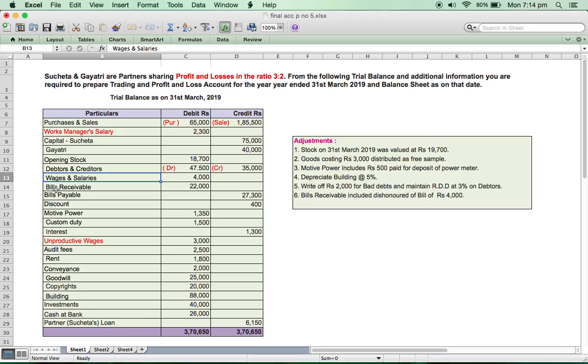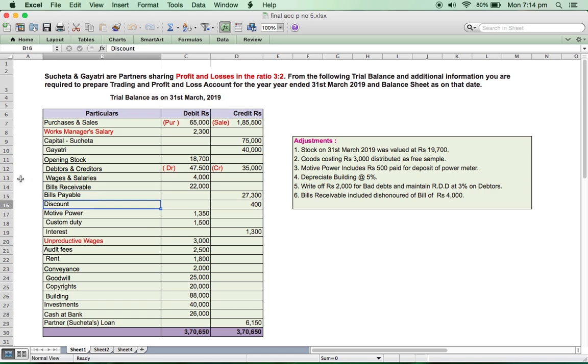If the first word is wages, then we are going to post it to trading debit, and if the first word is salaries, means if they have mentioned it as salaries and wages, then we are going to post it to P&L account debit side. Bills receivable, balance sheet asset. Bills payable, balance sheet liability.